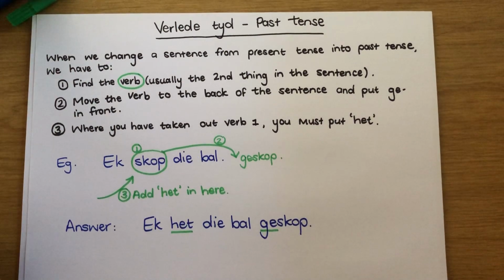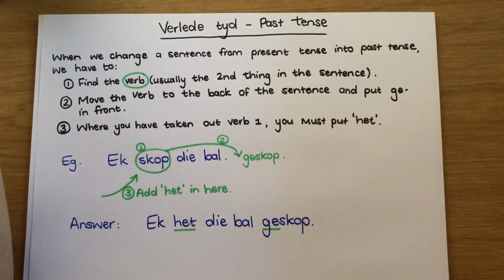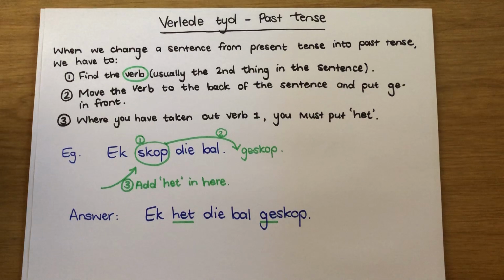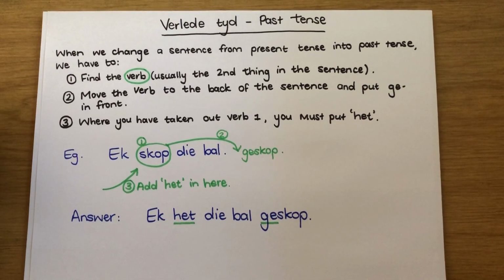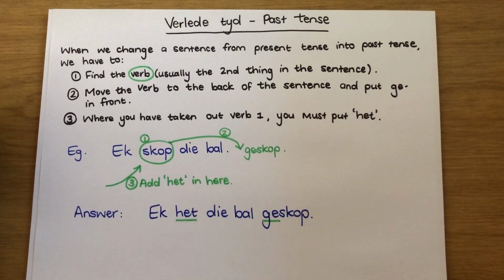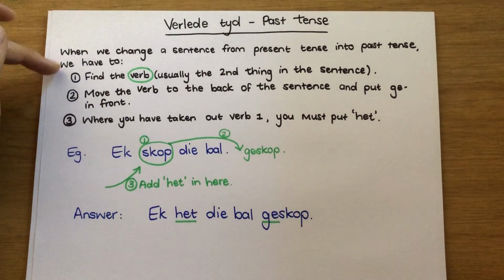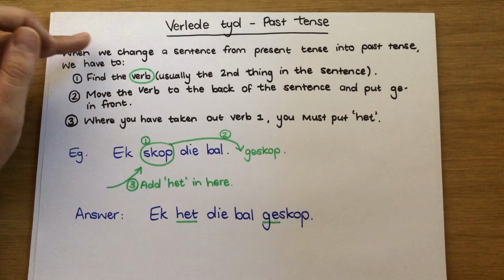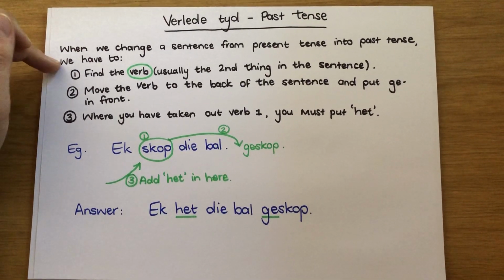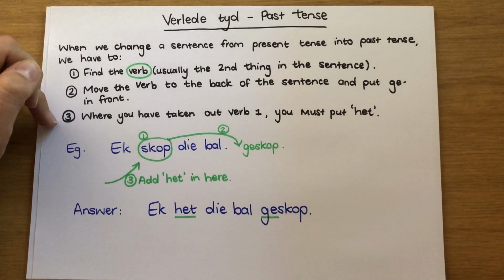This is my little video on verlede tijd, which is past tense. So this is how to put present tense into past tense in Afrikaans. So we have 3 steps. When we change a sentence from present tense into past tense, we have to... So here are our 3 steps.